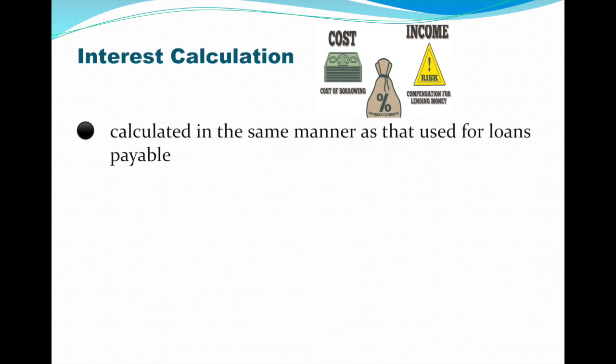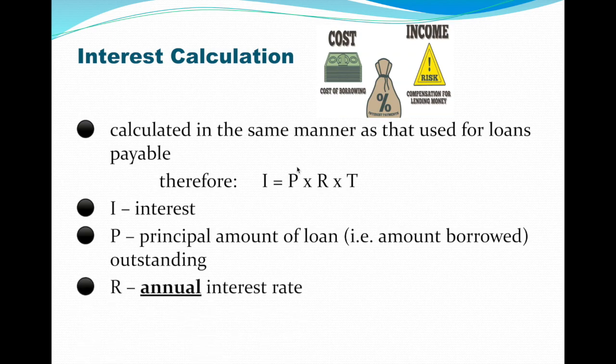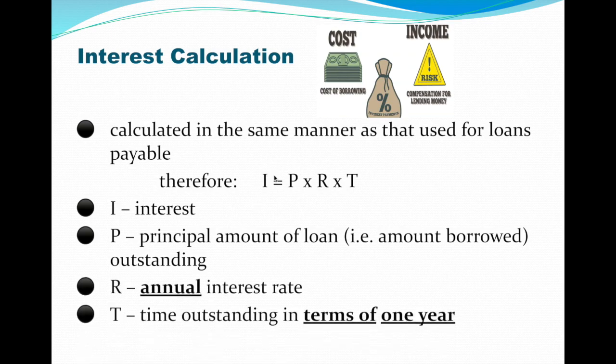So interest calculation, this is pretty basic. It's the same manner that you use to account for loans payable, in the sense that interest is equal to the principal amount of the loan, i.e. the amount that's being borrowed, times the annual interest rate. The R is always the annual interest rate, so 6% per annum or whatever. And then T is the time outstanding in terms of a year.